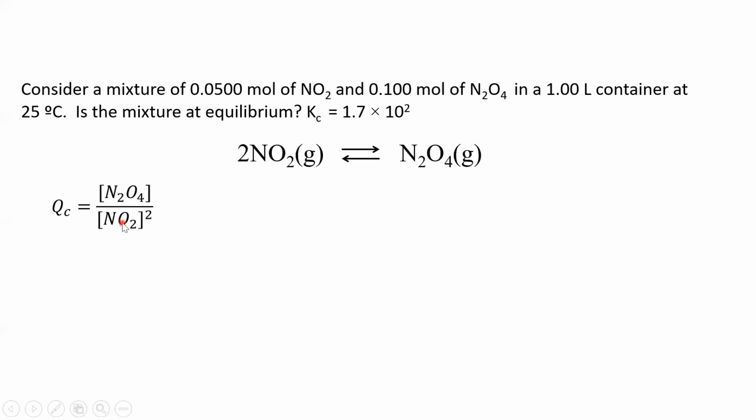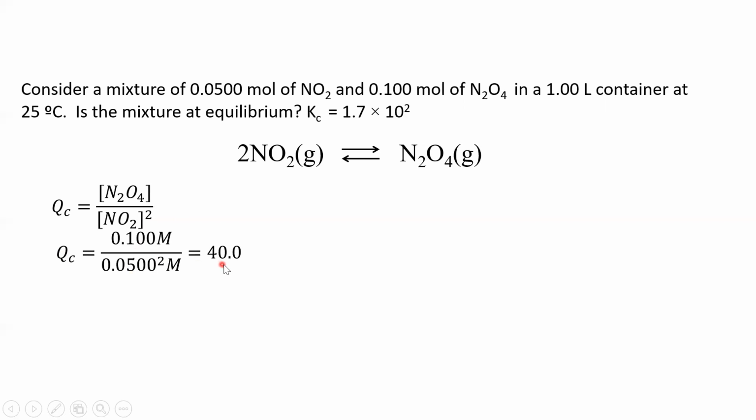Concentrations are molarities. Molarities are moles per liter. Now, this question is kind of easy because we're looking at a 1 liter container, so the number of moles is just being divided by 1 to get to the molarity. So we would plug in our molarities: 0.1 moles per liter for the product, and 0.05 moles per liter, squared, for our reactant. So 0.1 divided by 0.05 squared tells us that Q equals 40.